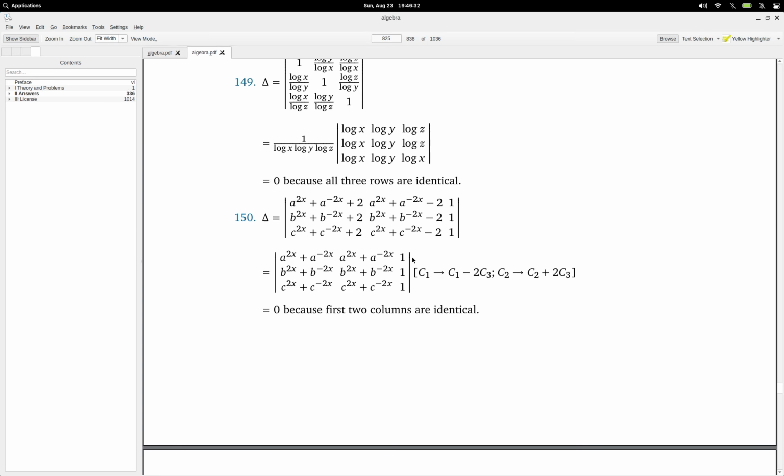Now, what we do here is we expand the binomial terms here. So we get a to the power 2x plus a to the power minus 2x plus 2, and here we get minus 2. So plus 2 and minus 2.